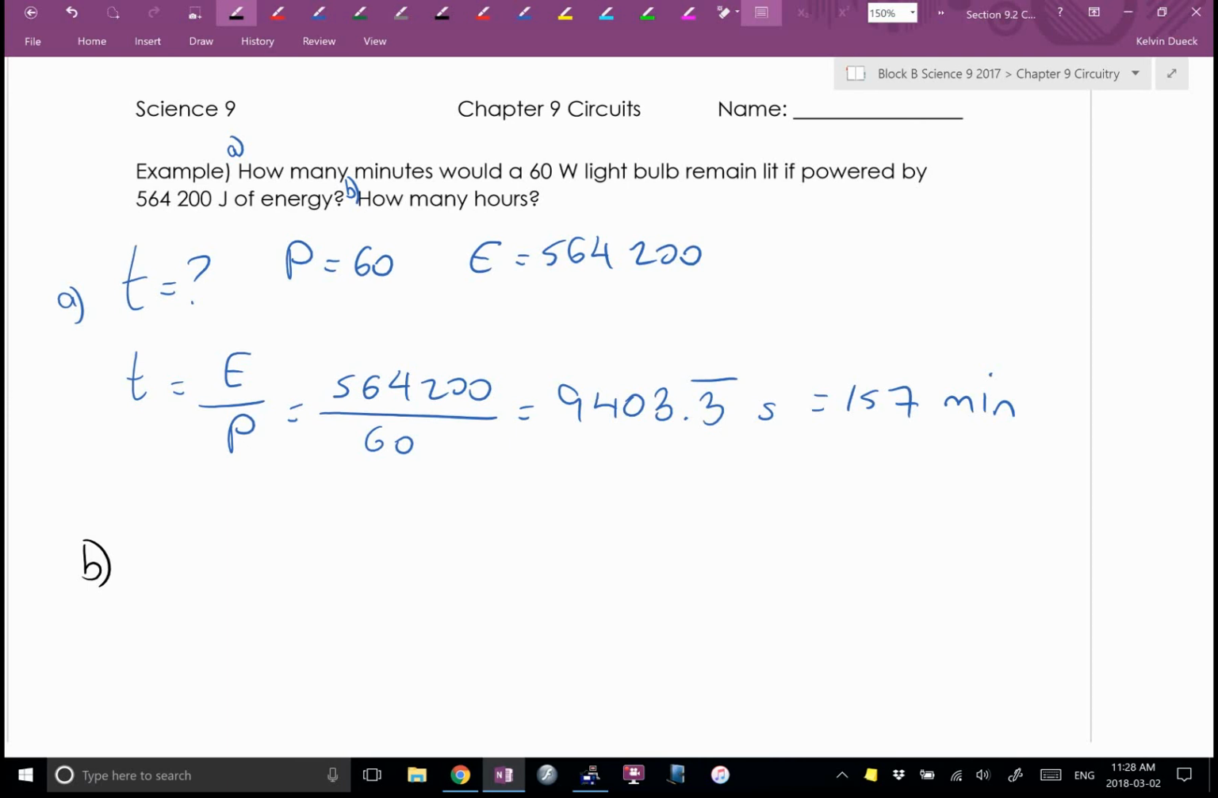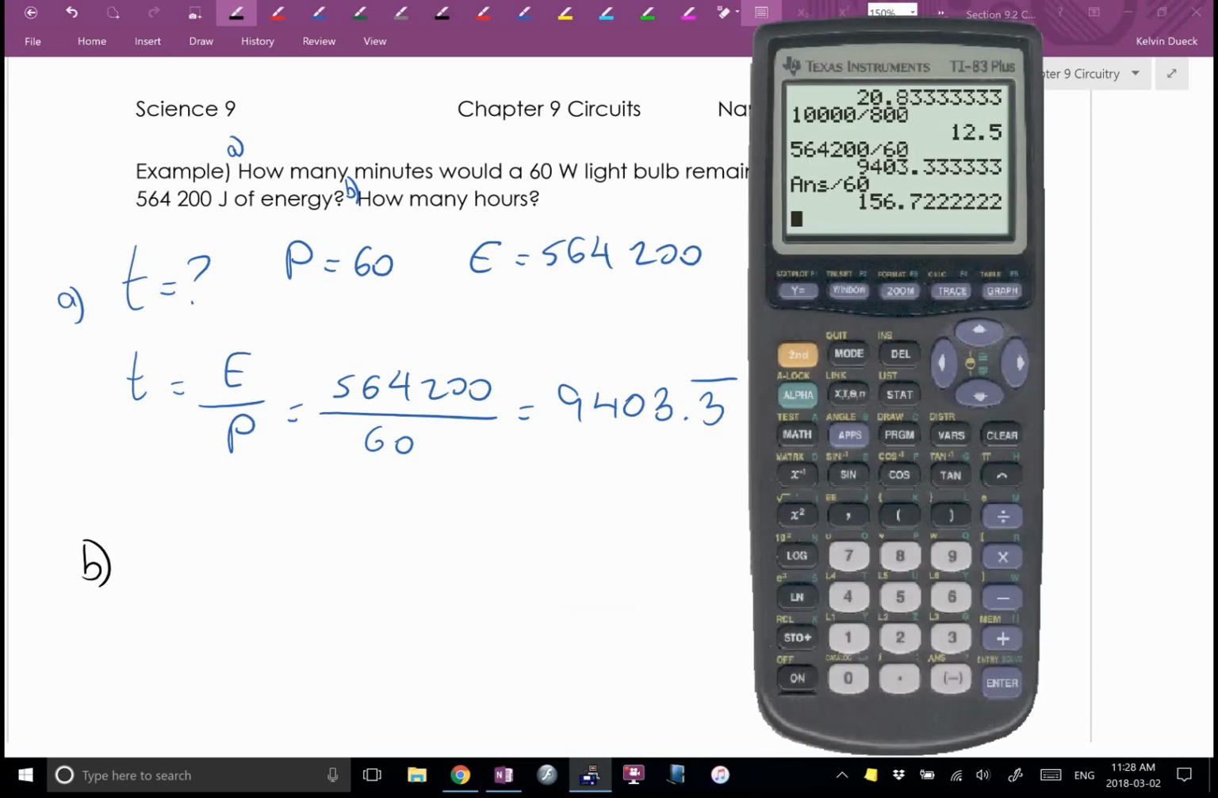So you agree with me? Divide? Now, hey, don't use the 157. Use your answer button because the value on my screen is way more accurate. I wouldn't use a rounded off answer. Divide by 60. How many hours? 2.6? 2.61?